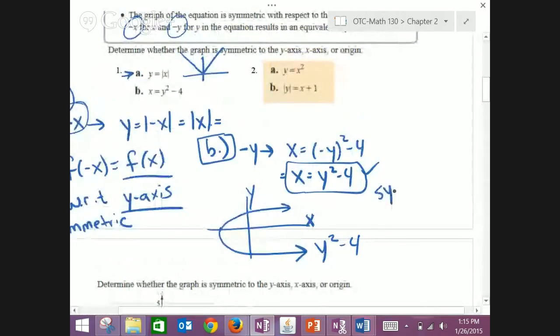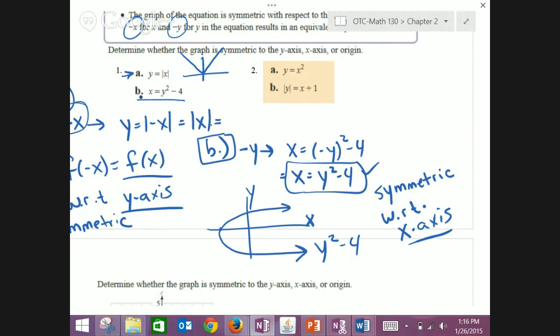So we have symmetry here with respect to the x-axis. Do you guys see how you can kind of see that? If I replace the minus y, I get what I originally started with. So that function is going to be symmetric with respect to the y-axis, or sorry, x-axis.